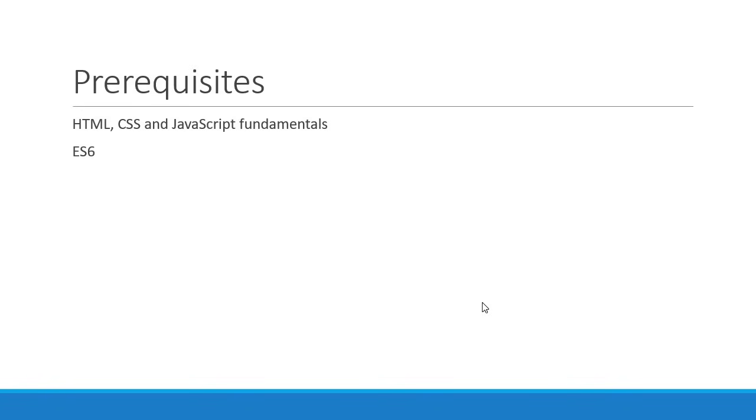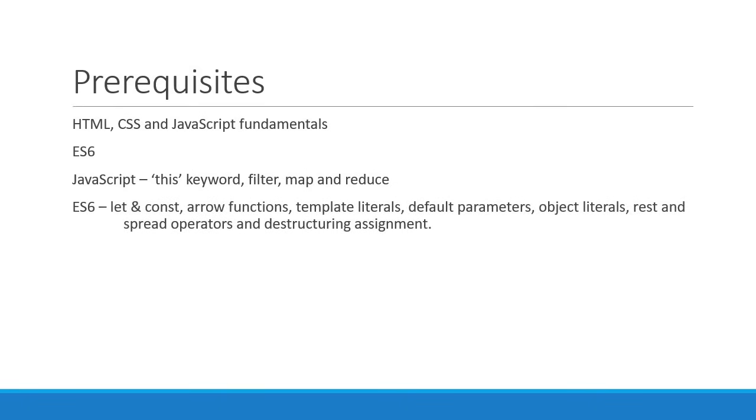To help you out, I've made a list of some of the JavaScript and ES6 concepts that you should be aware of. With JavaScript, make sure you're aware of this keyword, filter, map, and reduce methods, mainly the map method. With ES6, please go through let and const declarations, arrow functions, template literals, default parameters, object literals, rest and spread operators, and finally, destructuring assignment. I have a complete tutorial series on ES6 on all these topics, so please feel free to go through them and then continue with React. It will only take you an hour or so.